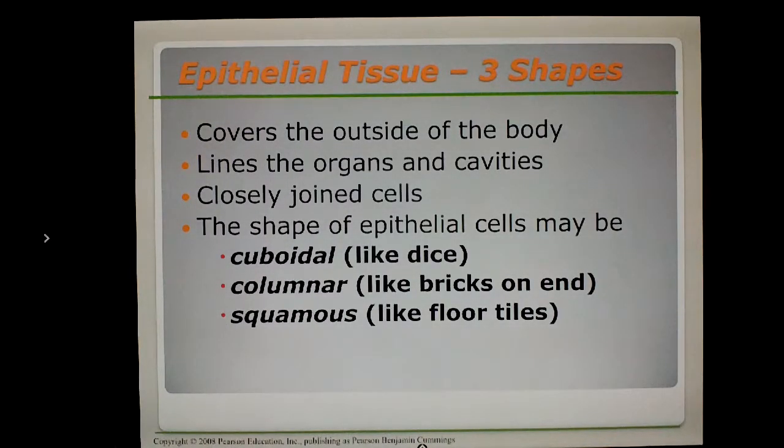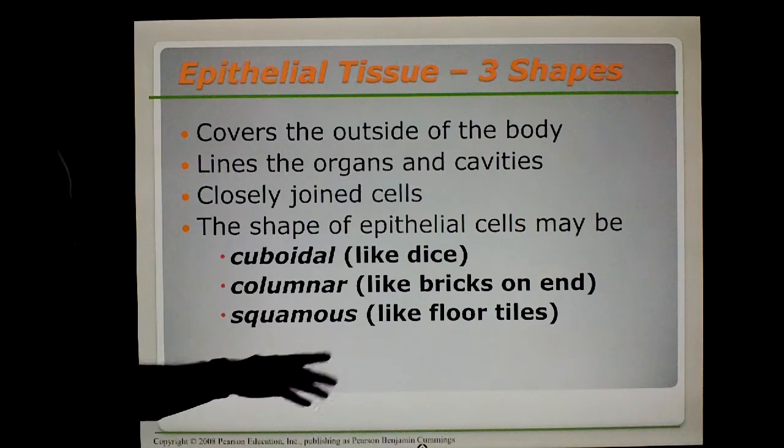Now, epithelial tissue is composed of three shapes: cuboidal, basically a three-dimensional square; columnar, which is longer, taller than it is wide; and squamous, which is kind of flat. So think of squamous as a bunch of frisbees or floor tiles.